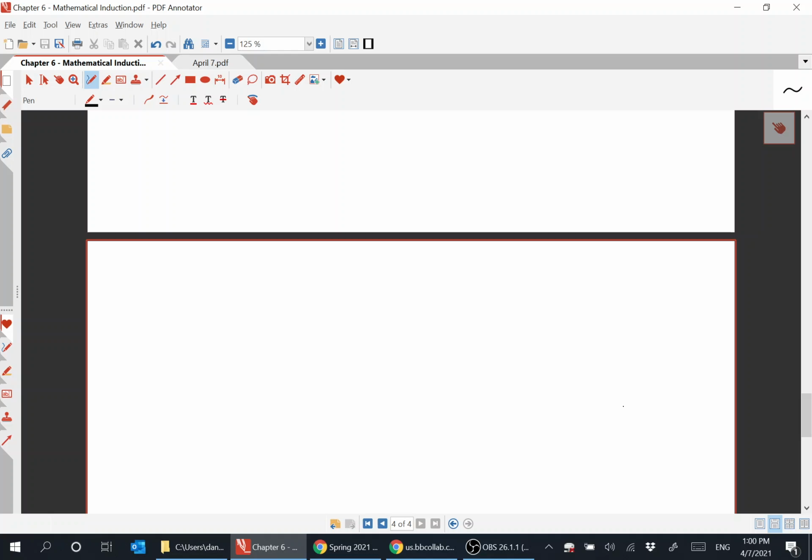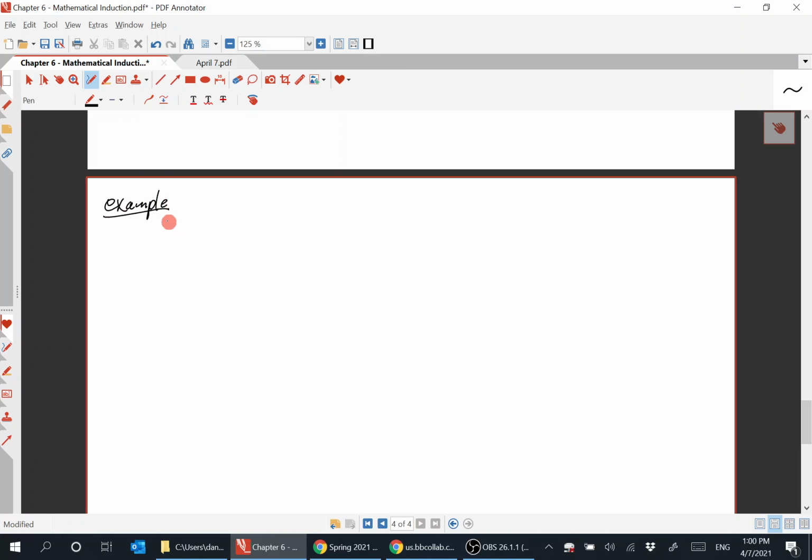Here's another example. So these were equalities. Let's look at an inequality. Let's show that n factorial is greater than 5 halves to the n minus 1 for all n bigger than or equal to 4.